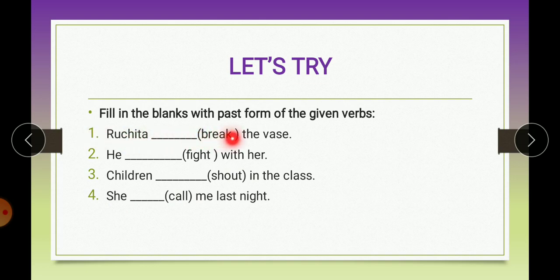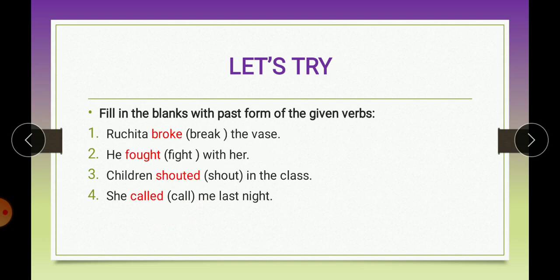Ruchita break the vase. So break will be having second form broke. He fight with her. Fight, second form, that is a past form, is fought. Children shout in the class. Past form is shouted. She called me last night. The past form of call is called. So these are the answers.